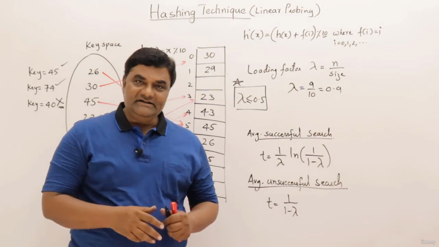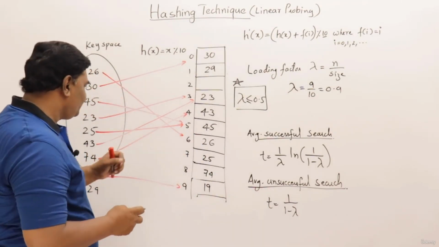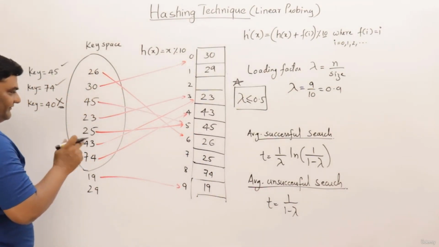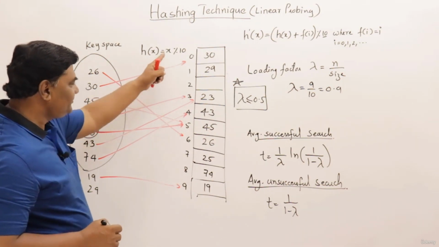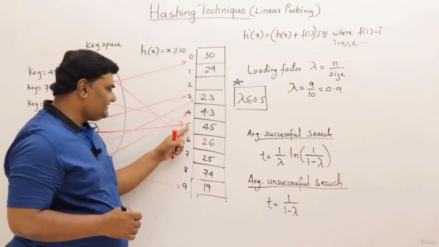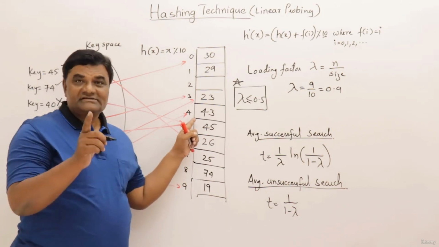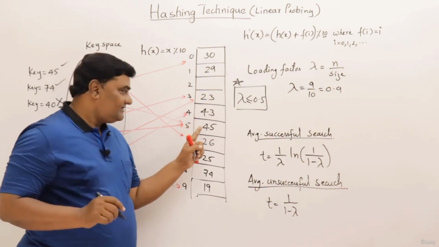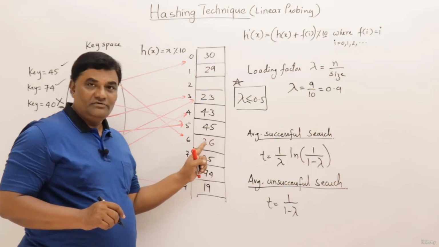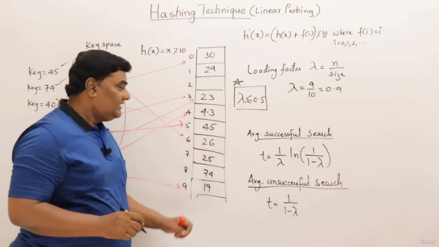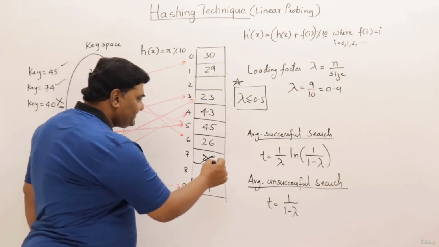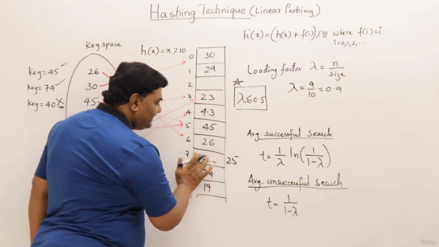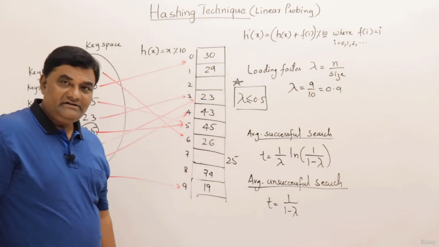Now let us look at delete. Suppose I want to delete 25. Use the hash function, go to that particular index, that is 5, then start searching for 25. Is it 25? No. Is it 25? No. Is it 25? Yes, found. Then delete it. 25 is removed. So I will write it outside. This place is vacant.